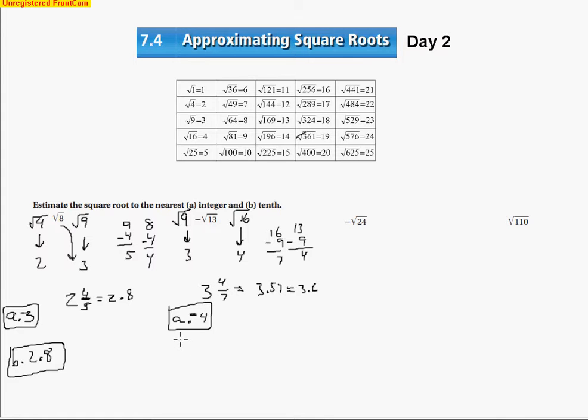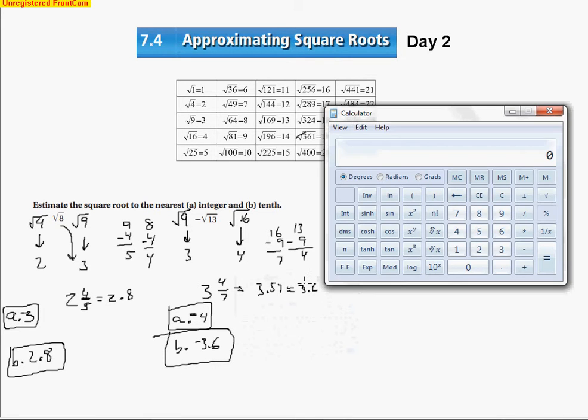So let's see how close we are. So negative 3.6 is a good approximation. So let's see if that ends up being about right. So we take 13, and we take the square root of that, and there it is, 3.6. And it's negative, so it's negative 3.6. So very good approximation there.